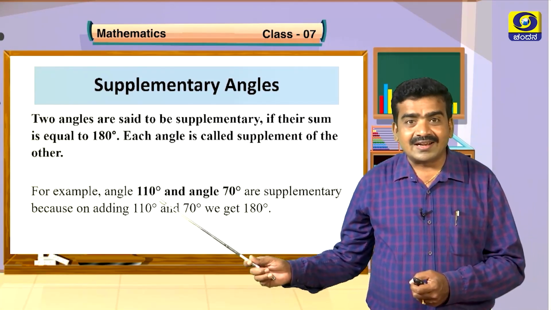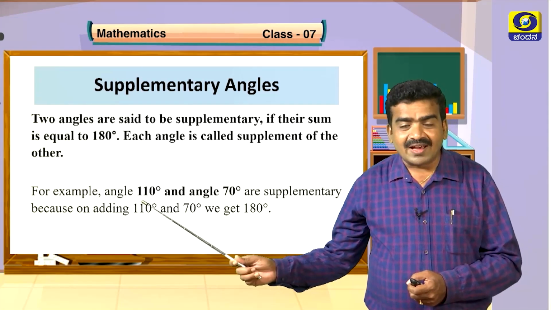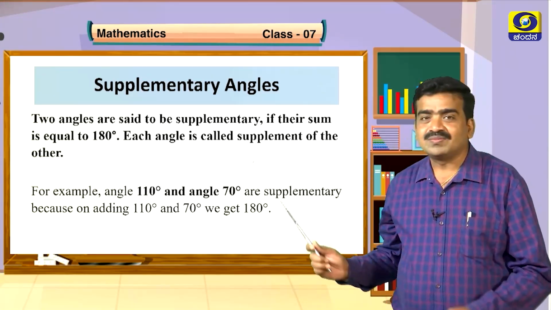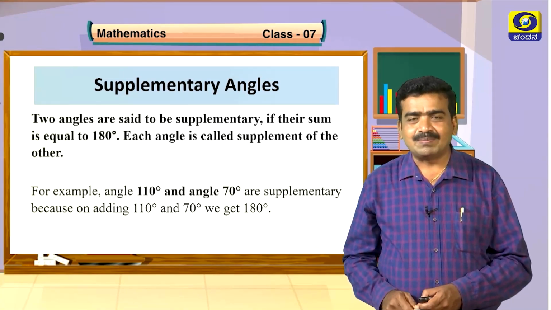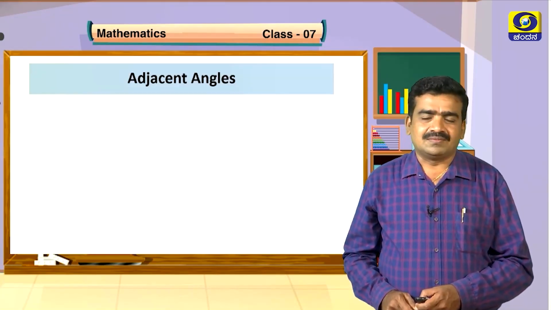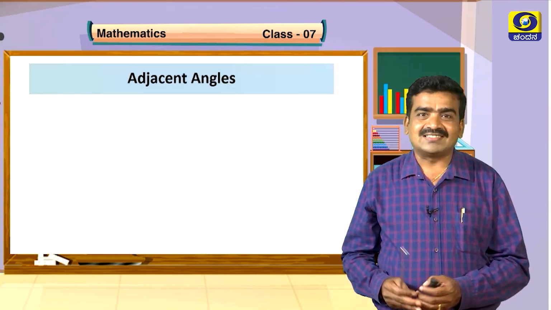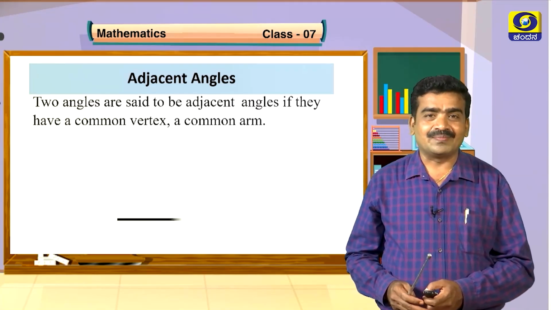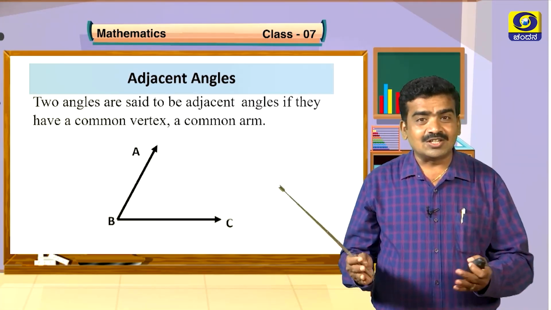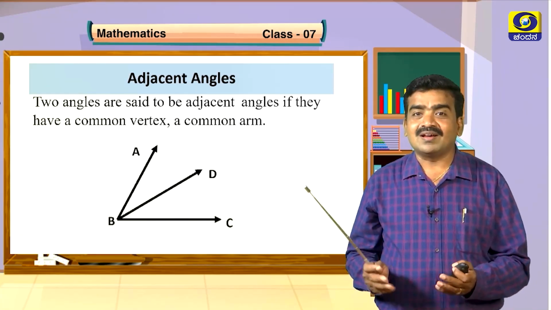Here, 110 and 70 degree are called supplementary angles because if we add these two, we will get 180 degree. That is the meaning of supplementary angles. Now, what do you mean by adjacent angles? Yes, you are right. Two angles are said to be adjacent angles if they have a common vertex and a common arm.